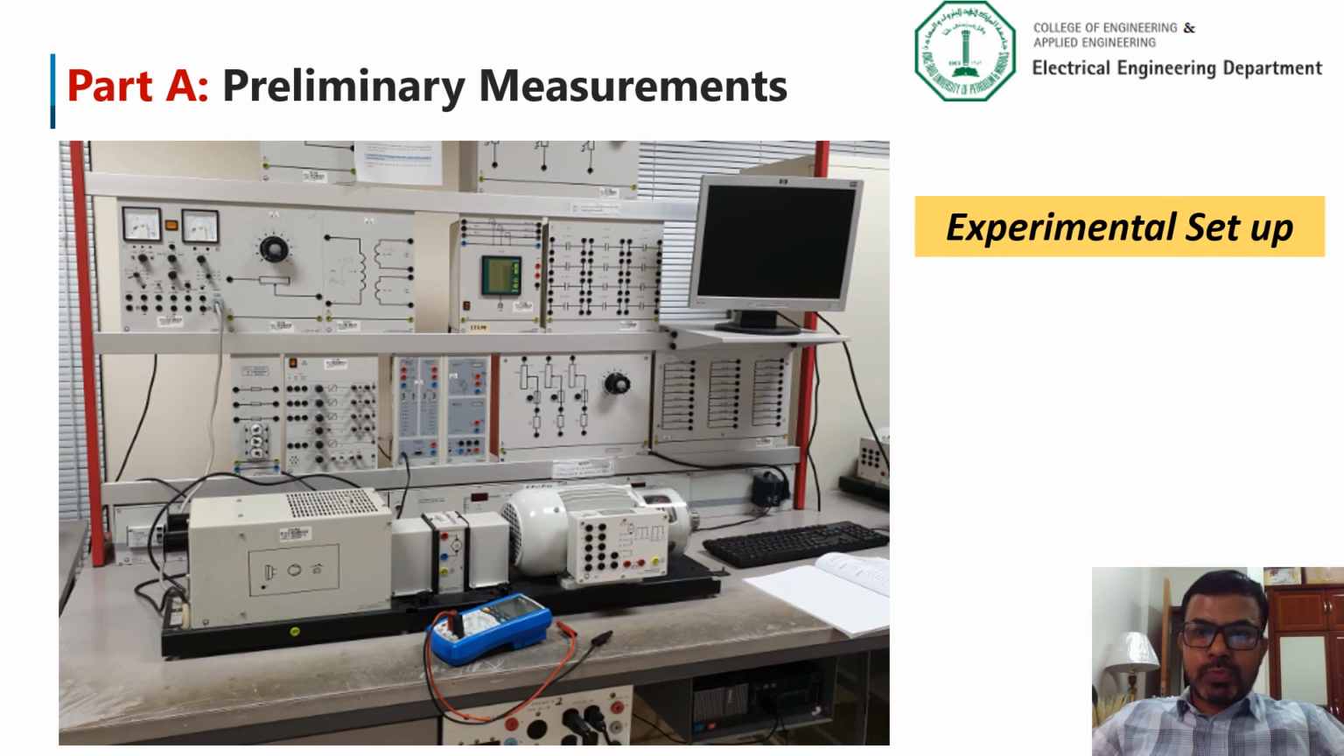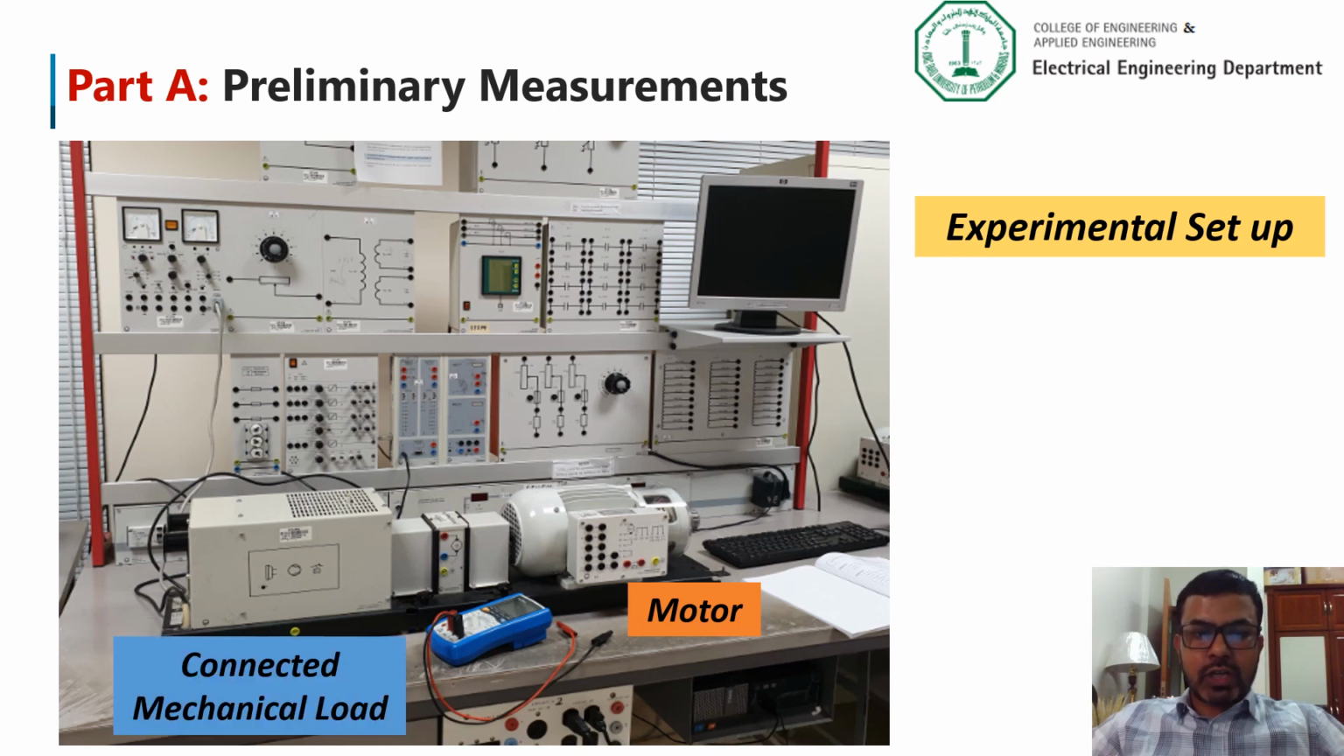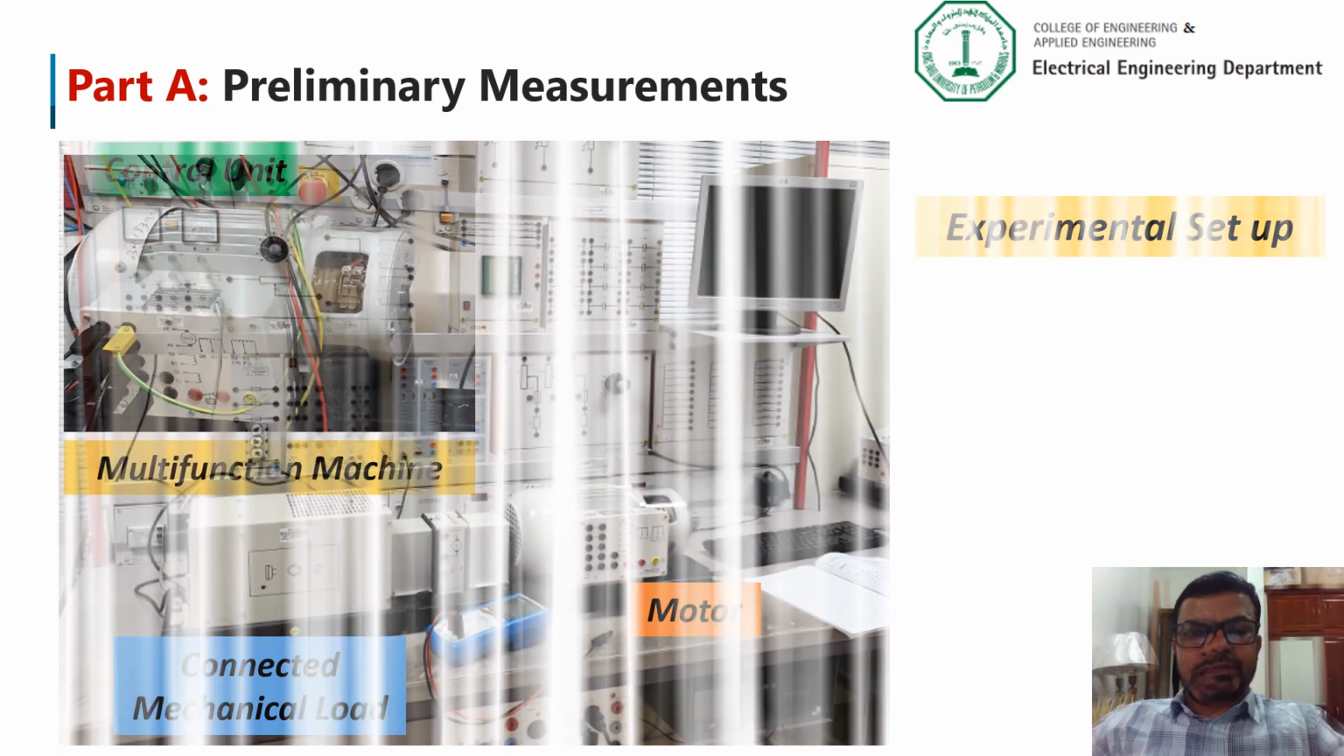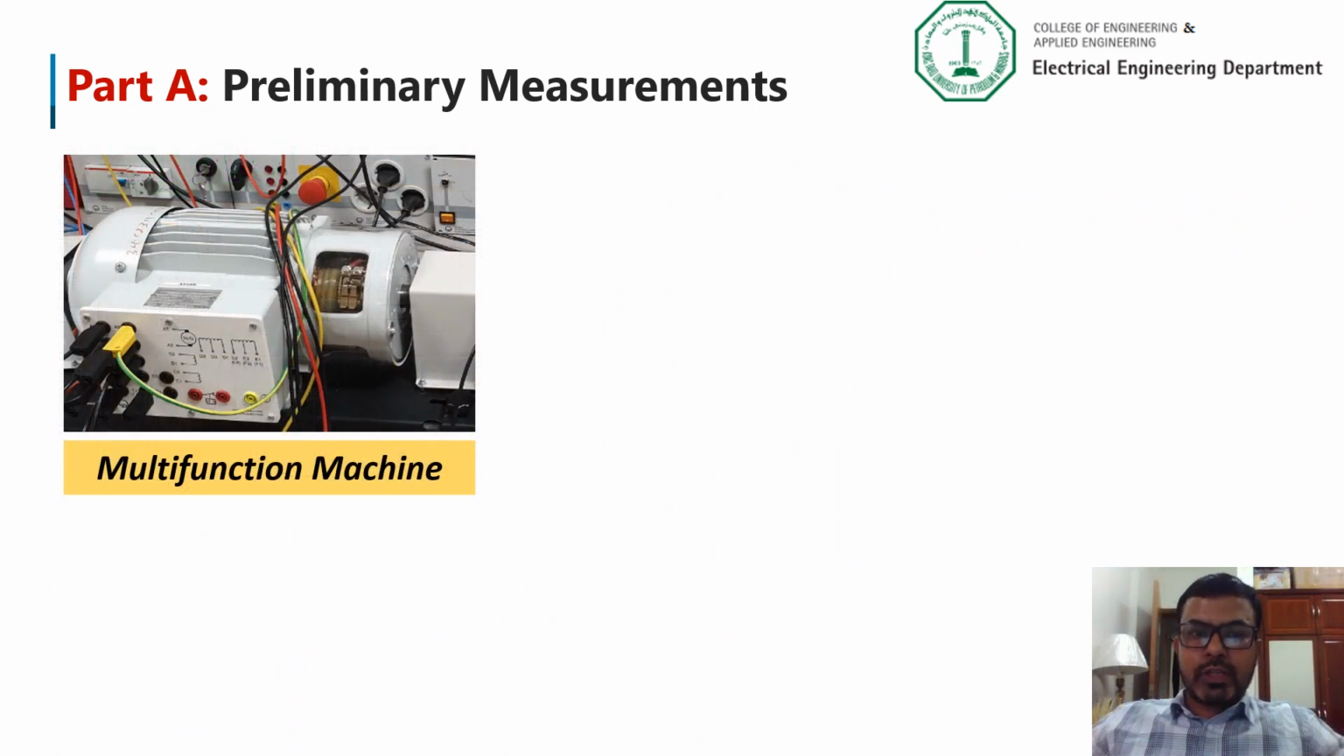Here is our experimental setup without the connections. Let us see what the major components of today's experiment are. As you can see, on the right side of the figure we have the motor, and on the left side of the figure we have the connected mechanical load. This mechanical load is connected to the motor, and to control this mechanical load we have a control unit at the top of this figure. In today's experiment, we have three parts.